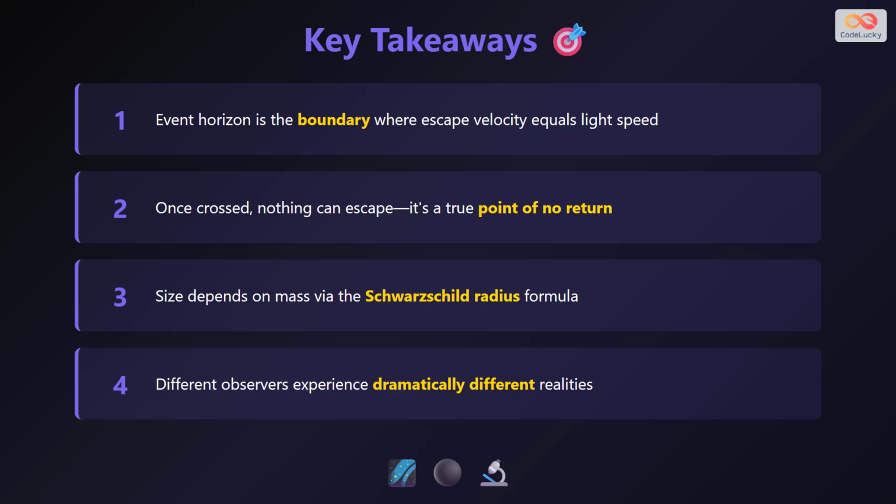Let's recap the key points. First, the event horizon is the boundary where escape velocity equals the speed of light. Second, once crossed, nothing can escape. It truly is a point of no return. Third, the size of the event horizon depends on the black hole's mass, calculated using the Schwarzschild Radius formula. And fourth, different observers experience dramatically different realities when it comes to crossing the event horizon. The event horizon remains one of the most fascinating predictions of Einstein's general relativity, showing us just how extreme the universe can be.